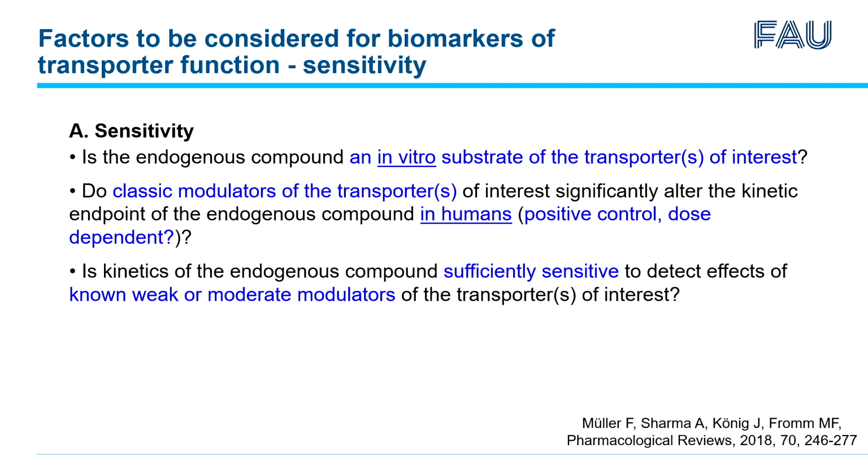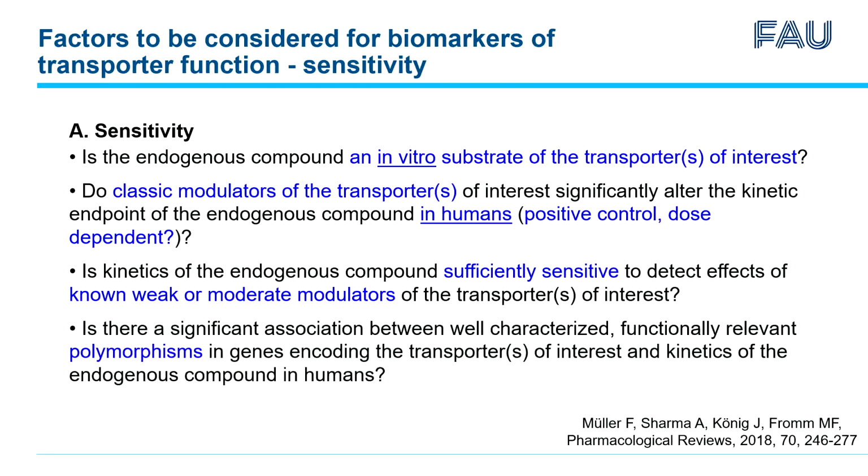Then we would like to see also sufficient sensitivity of the biomarker. So we would like to see that also weak or moderate modulators of these transporters have an effect on our biomarker. And finally, and Kathy nicely pointed out the example of these OATP1B1 polymorphisms, which affect, for example, statin disposition. We would like to see that a respective biomarker is affected by functionally relevant genetic polymorphisms of the transporters of interest. And this has been indeed shown for several OATP1B1 biomarkers I will mention later on.